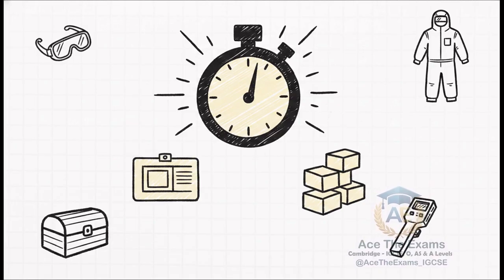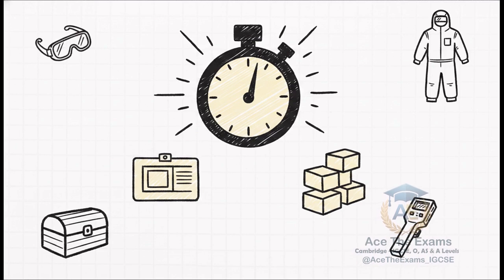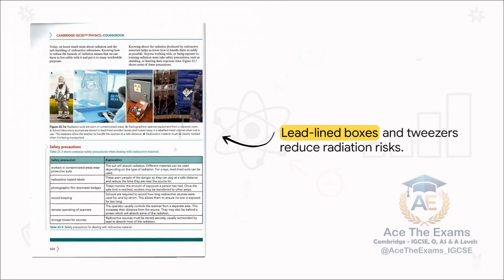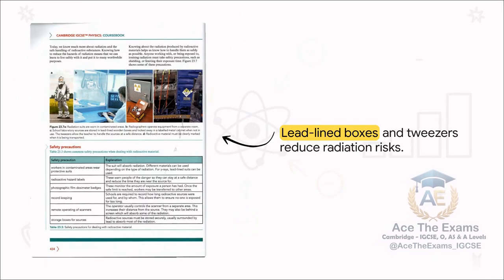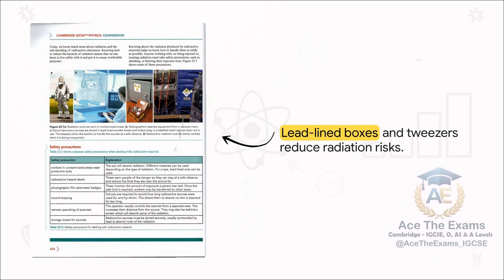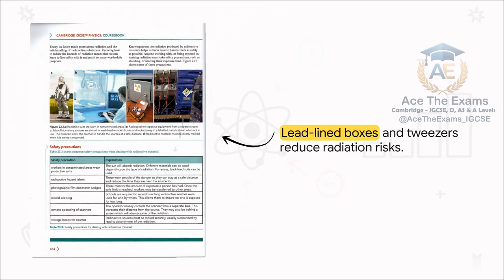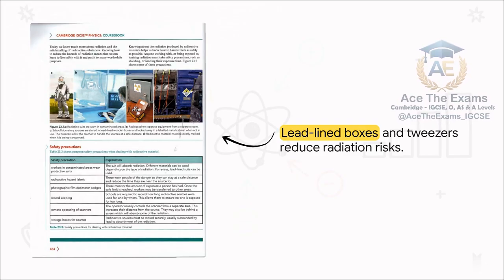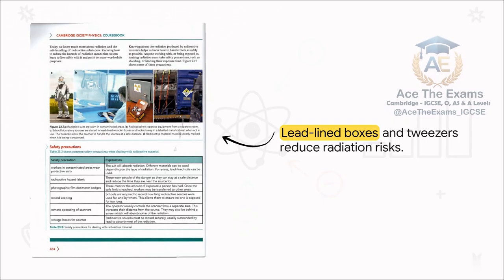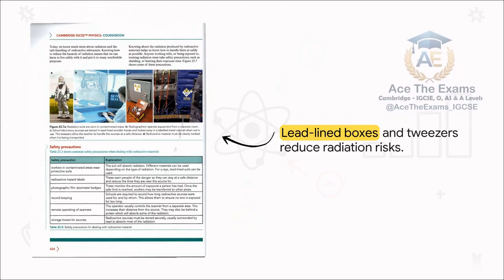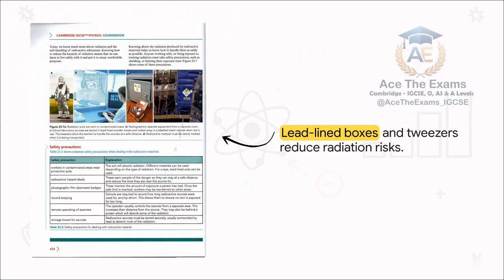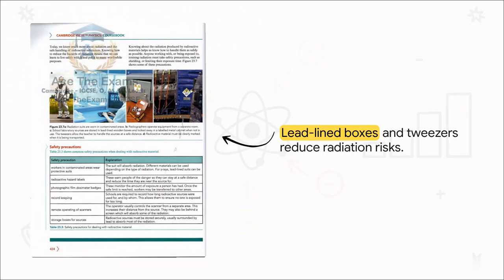Stop writing. If your answer looked anything like that, you just secured 3 out of 3 marks with 0 stress. Simple, practical steps like using long-handled tweezers to maintain distance and locking sources in heavy lead boxes drastically reduce radiation risks in the laboratory. Why tweezers? Because radiation intensity drops off sharply with distance, following the inverse square law. Even a few extra centimeters of distance significantly reduces the dose of radiation to the teacher's hands.